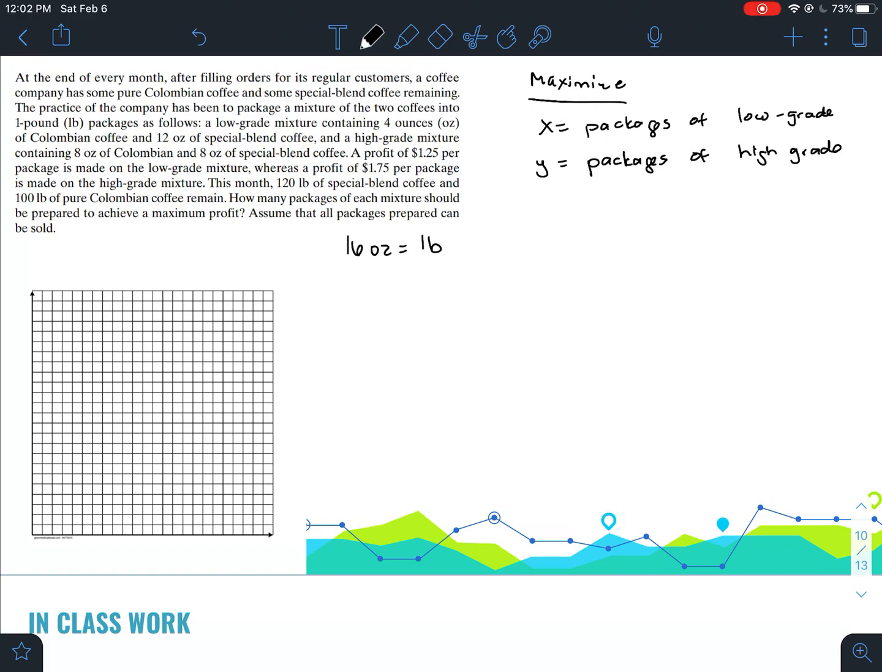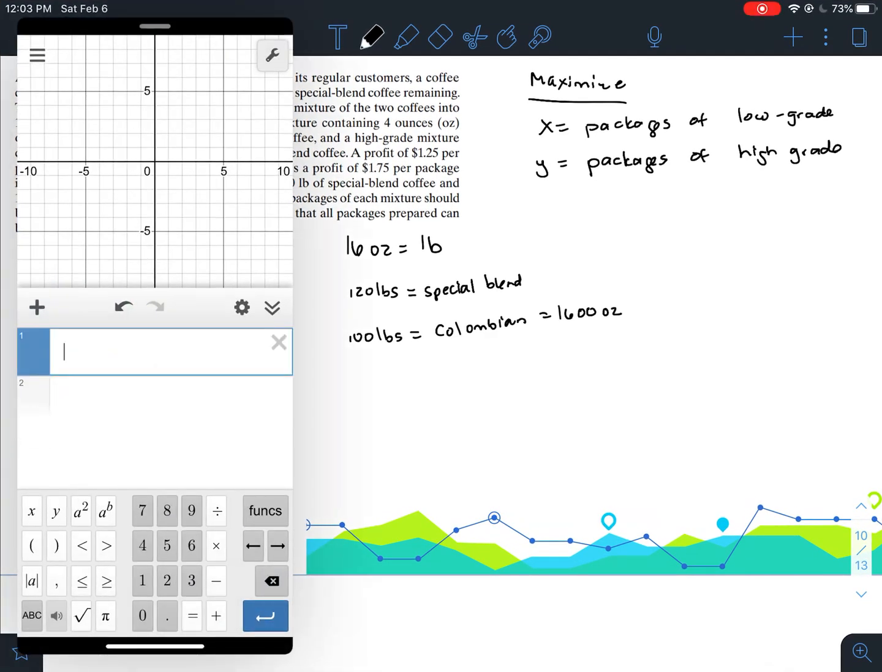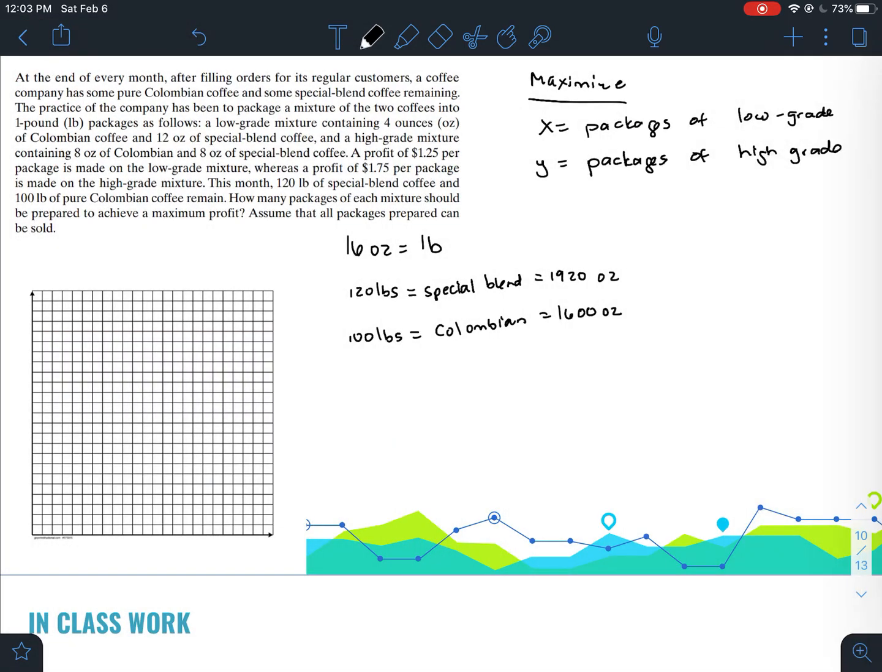So in our leftovers, we have 120 pounds of special blend left over, and we have 100 pounds of Colombian left over. So let's convert both of those into ounces. So this would be 1,600 ounces, and then 120 times 16, we get 1,920 ounces. So we're converting our pounds into ounces because in the packages there's ounces.